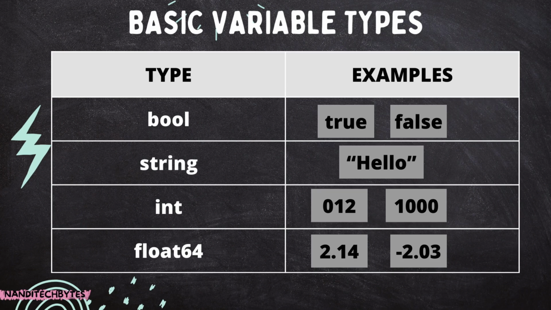Moving on, the int type. Int is used to store integer values, which are whole numbers without any fractional part. Lastly, the float64 type. Float64 represents a floating point number, which is a number with a decimal point.